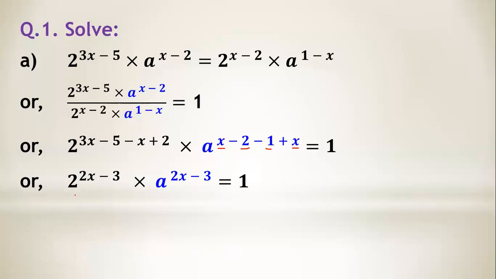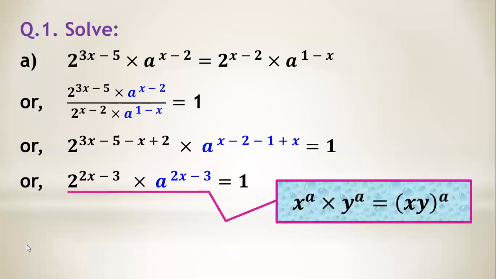Now going further, here is 2 to the power 2x minus 3, and times there is a to the power 2x minus 3. So that means they both have the same powers. Those bases are different. There is base 2 and there is base a, and in between them there is a multiplication sign, but their powers are the same. So there is one product rule, power rule, that we can apply here.